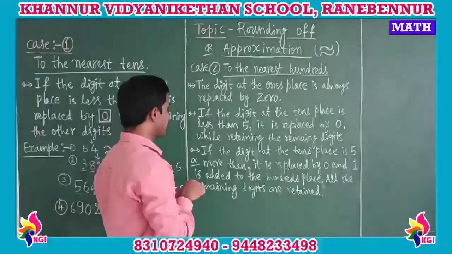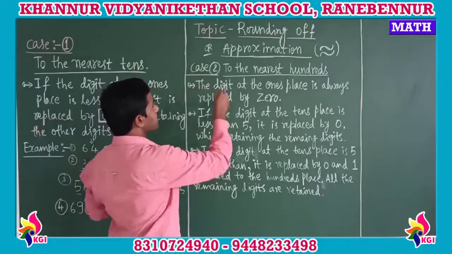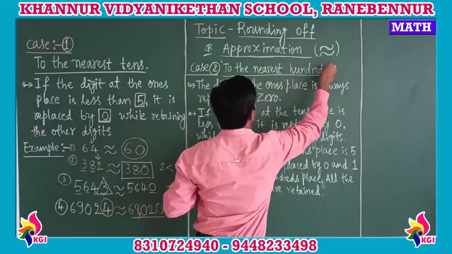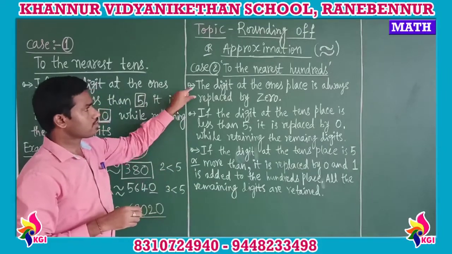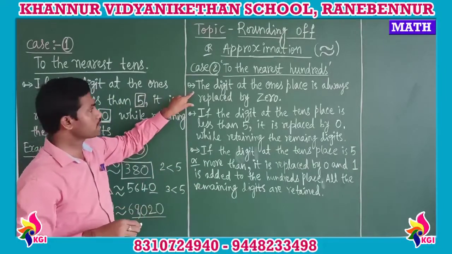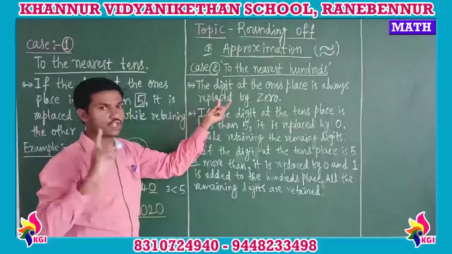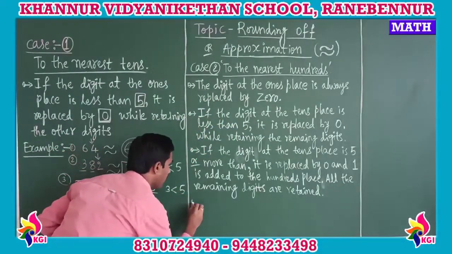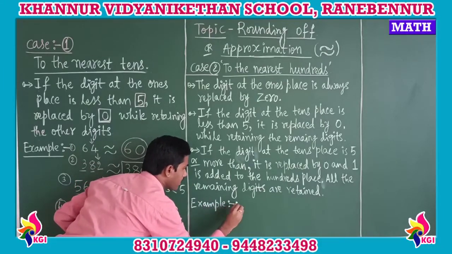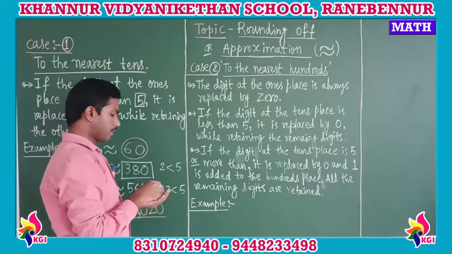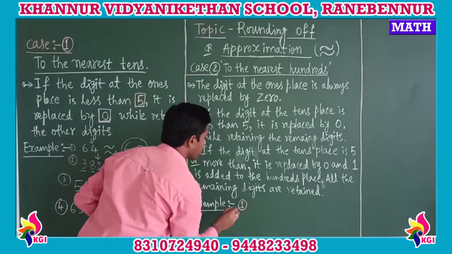Now I move to the second case, case number 2, rounding to the nearest hundreds. Yes, my dear kids, first of all I will explain the conditions. The digit at the ones place is always replaced by 0. I am writing an example here, and through the example I will explain this case.